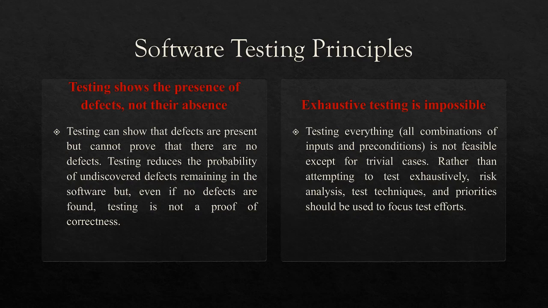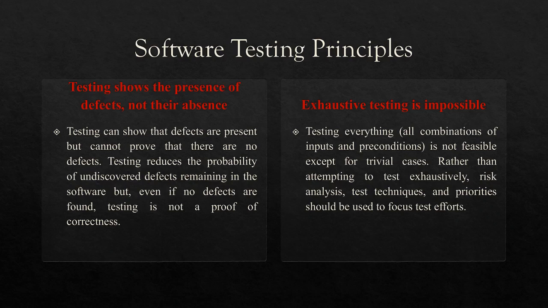The first principle is testing shows the presence of defect, not their absence. Testing can show the defects are present but cannot prove that there are no defects. So, 100% testing, to make sure the software is 100% bug free, is not possible. Testing reduces the probability of undiscovered defects remaining in the software. But even if no defects are found, testing is not a proof of correctness.